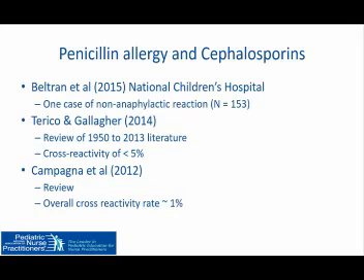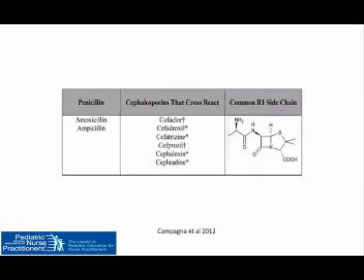One of the things that they talk about is similar structure. If it's a similar structure to ampicillin and amoxicillin, you have a little higher likelihood. But generally, the structure is not similar enough that you are going to have cross-reactivity. So this is why the AAP guidelines say to try a cephalosporin in penicillin allergic patients.